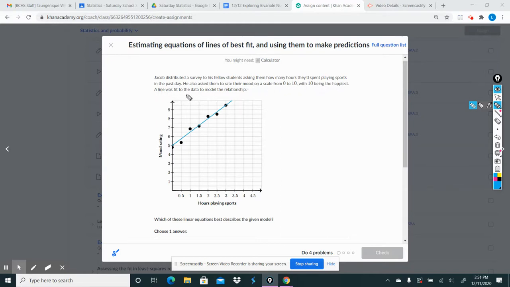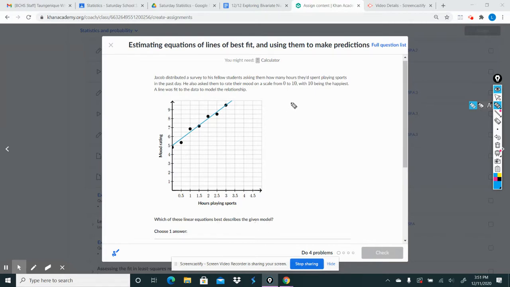A line was fit to the data to model the relationship. So here is the hours playing sports to the mood rating. So as the hours increased, the mood was happier, it looks like, okay? So which of these linear equations best describes the given model?